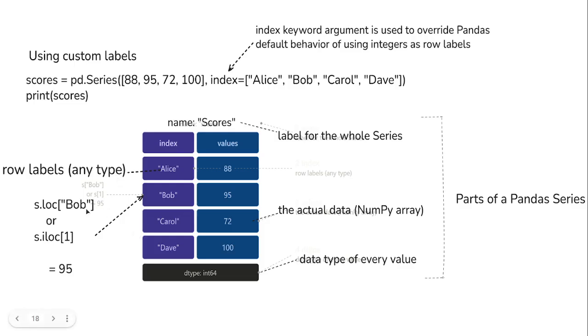In pandas we can access data using .loc or .iloc. .loc accepts string labels, and .iloc, which is integer location, accepts only integer values. So .loc['Bob'] accesses the value of Bob, which is 95, and then .iloc[1] accesses the value of Bob also, which is 95. So these are some methods that exist in pandas.